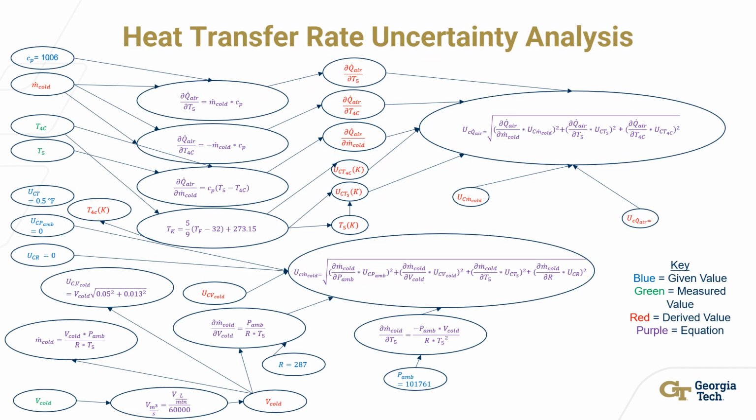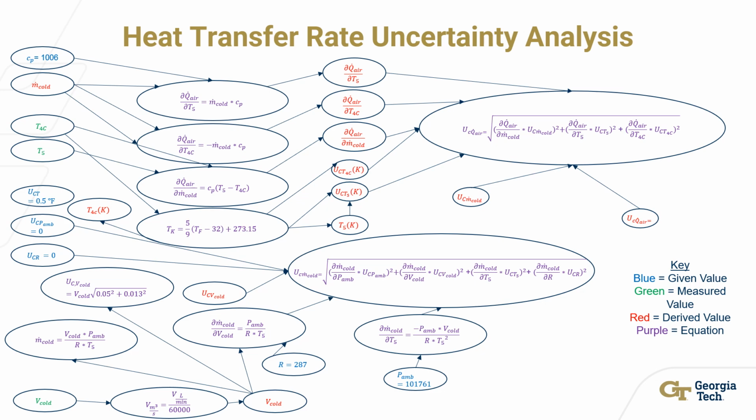To calculate the heat transfer rate uncertainty, we will derive expressions for the uncertainty due to the cold output flow rate, T5, and the hot output temperature. Error propagation will be used for unit conversion, such as volumetric flow rate, from length per minute to meters cubed per second. It is assumed that the uncertainty of ambient pressure and specific heat are zero.